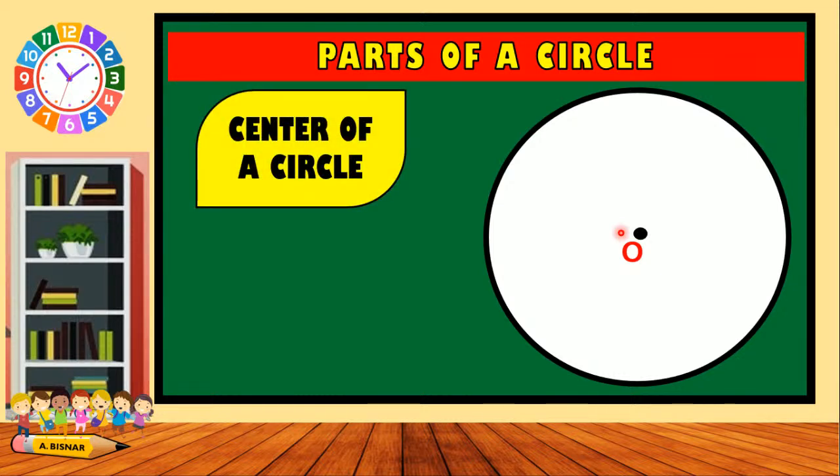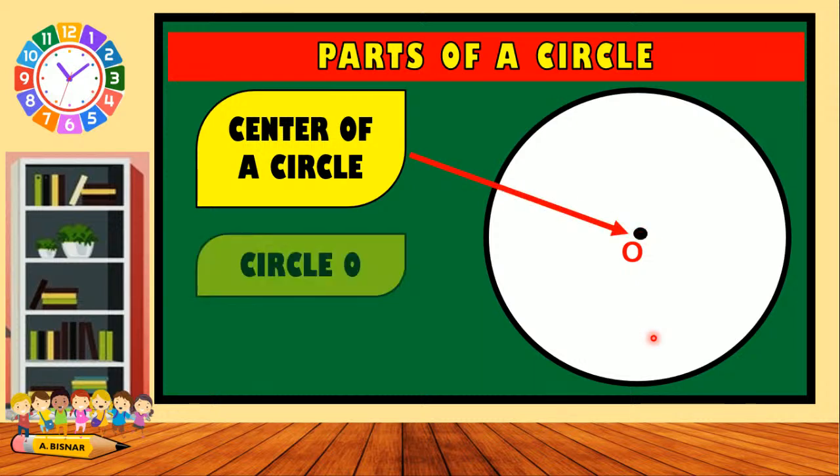The center of a circle. From the word itself, center, yun yung gitna ng circle. And this is named as circle O because the name of the center is point O. Tandaan, mapapangalanan mo ang circle gamit ang center nito. Since the name of the center is O, then we can name the circle as circle O.